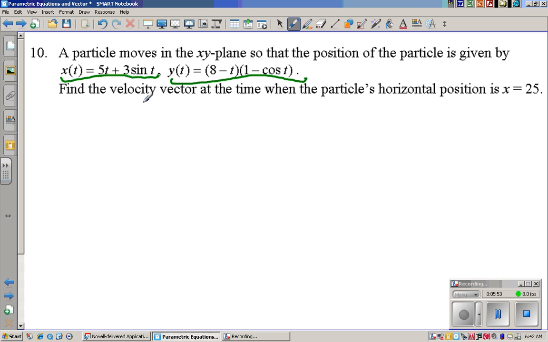Okay, so already we know something. If they give me a position vector, I can find a velocity vector by deriving each one of these. So it shouldn't be a problem. So let's do that real quick. The velocity vector is going to be the derivative of those up here. So the x component of the velocity vector is going to be 5 plus 3 cosine of t. And the y component of the velocity vector will be the derivative of this. Again, we have a product rule.